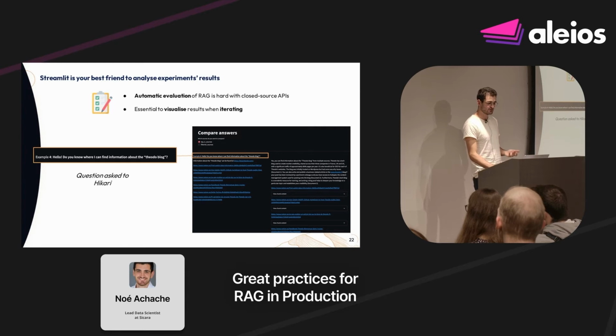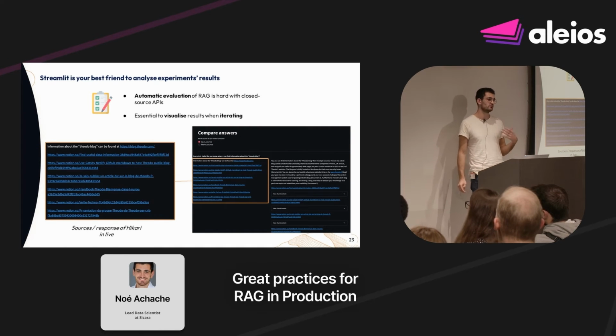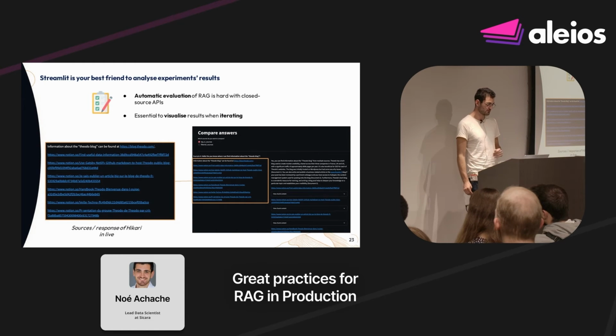So the idea is to have here the question a user asked to Hikari. So when you scroll down, you have all the questions. So for instance, he asked, where can I find information about the Theodo blog? Here is the answer that was provided live by Hikari, and the sources returned. So as he said, just a very quick answer saying the Theodo blog can be found here.